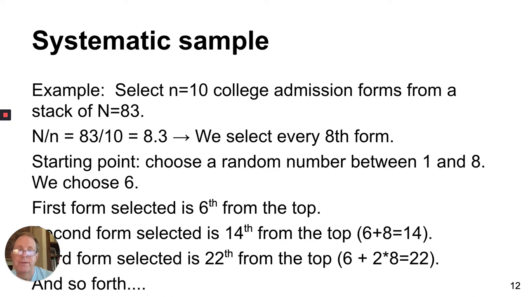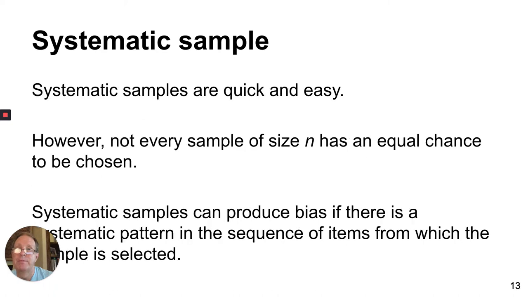The second form selected is the 14th from the top. I take 6 plus 8, and that gives me 14. The third form selected is the 22nd from the top. 6 plus 8 plus 8 is 22, and so forth. And I work my way through all of my stack until I should end up with a sample size 10. That is the systematic random sample. Now, they're quick and easy, but they are not random samples. Not every sample of size n has an equal chance to be chosen. So if I start out with the 6th form, then there's 0 probability that the 7th form could be chosen.